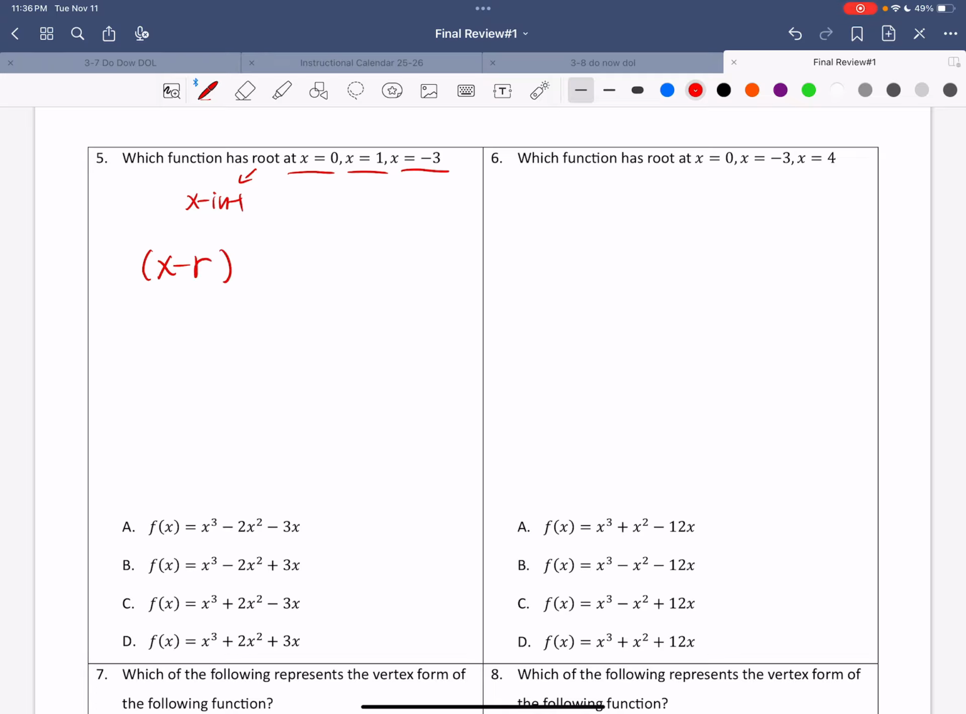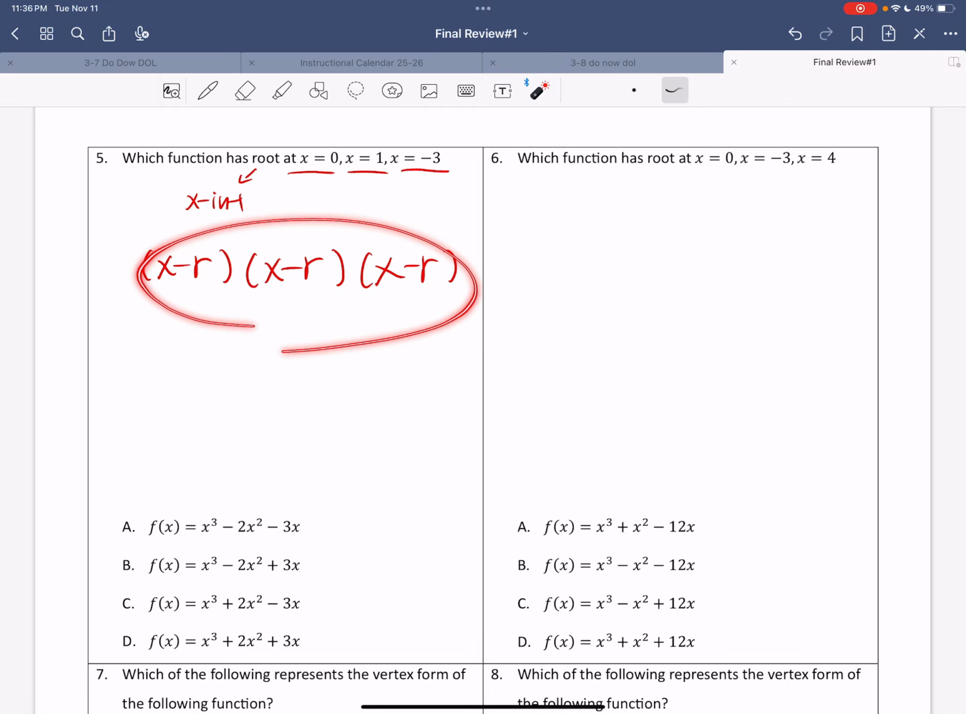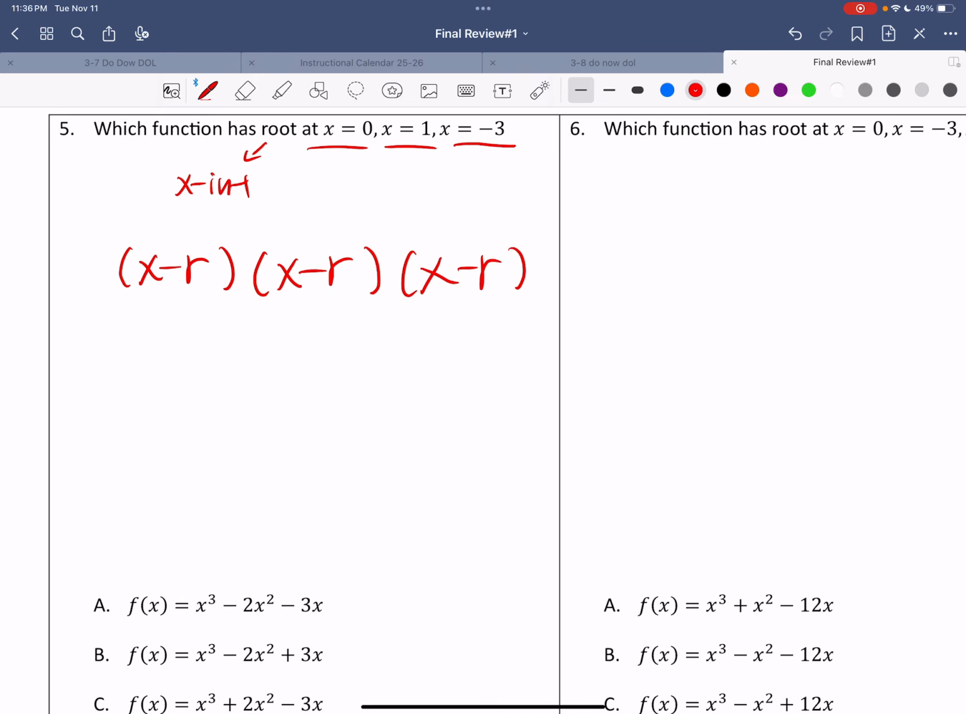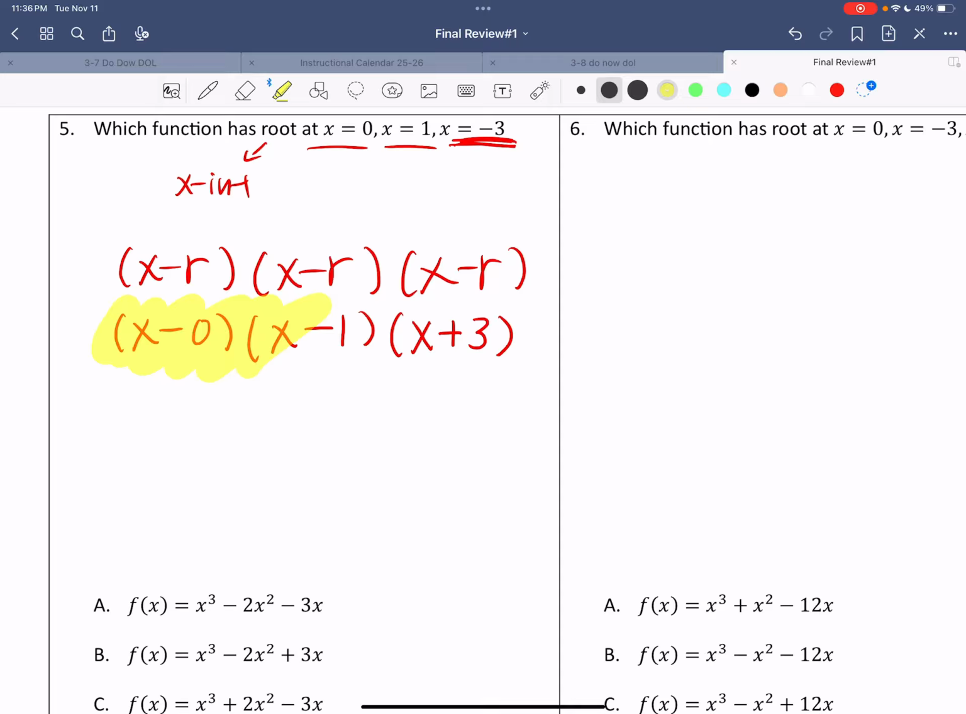But if you remember, we can use this formula. We just write x minus r. I'm writing 3 of them because there are 3 x-intercepts. And instead of r, I'm going to plug in what I have here on the top. Do you see this negative 3? So x minus, if I put negative 3, this will turn into positive 3. So that's what I'm going to put inside Desmos.